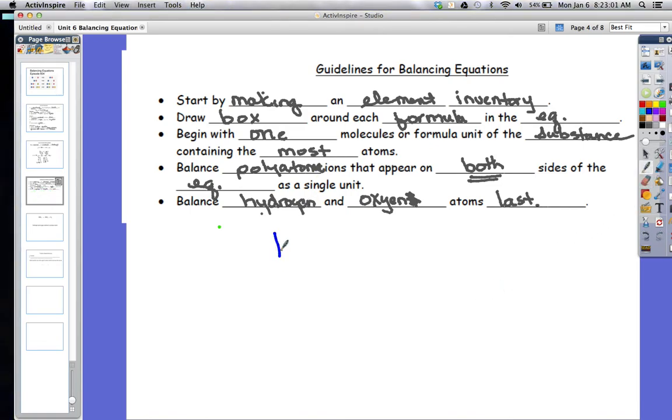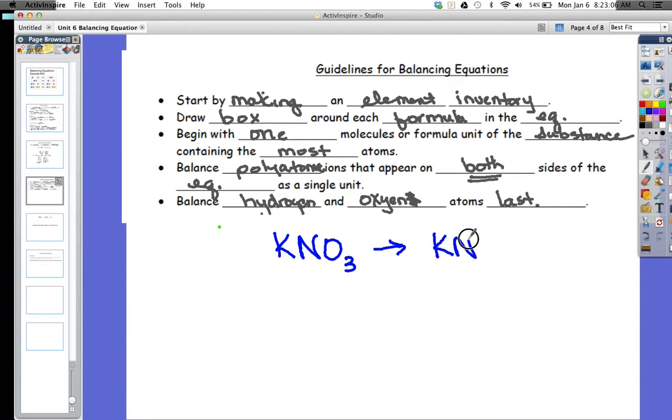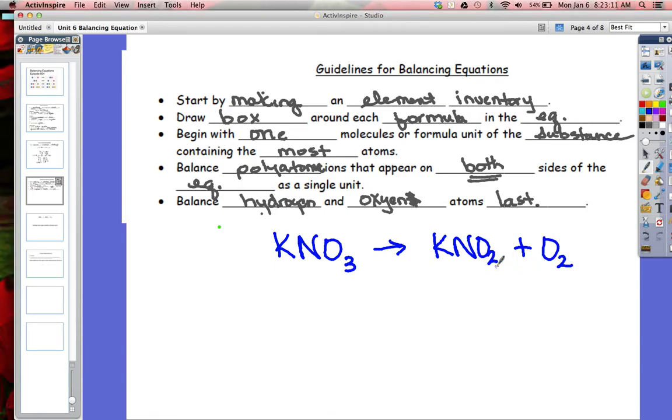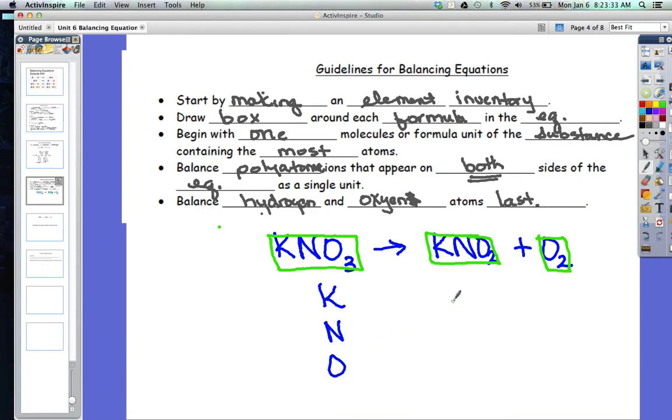Okay, and that would be an example like this. KNO3 yields KNO2 plus O2. So it's given off one of these oxygens. So first thing I'm going to do is I'm going to make a box around each one of these so that I can't do anything inside the box. Okay, I'm going to make my inventory. I've got K, and I can't put NO3 because NO3 is not over on the right. It's just K, N, and O.